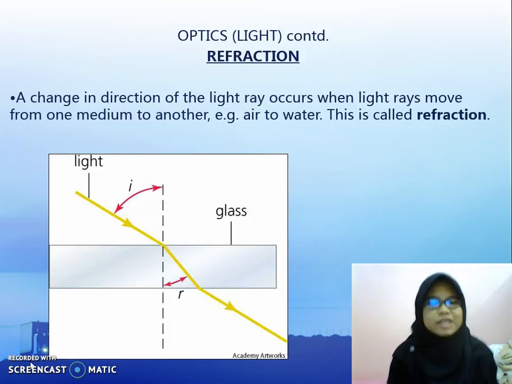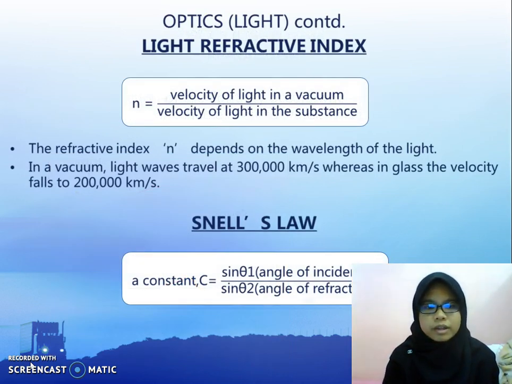Okay, refraction. Refraction is a change in direction of the light ray that occurs when a light ray moves from one medium to another medium, for example from air to water. This is called refraction. Light refractive index. The equation is n equals velocity of light in a vacuum over velocity of light in the substance. The refractive index depends on the wavelength of the light. In a vacuum, light waves travel 300,000 km per second, whereas in glass the velocity falls to 200,000 km per second.